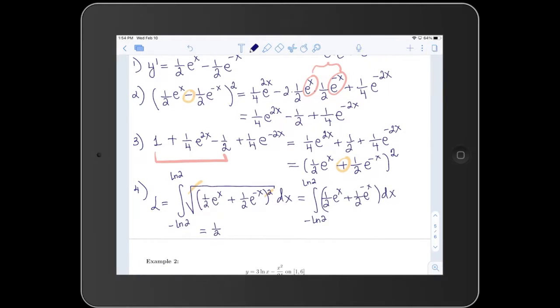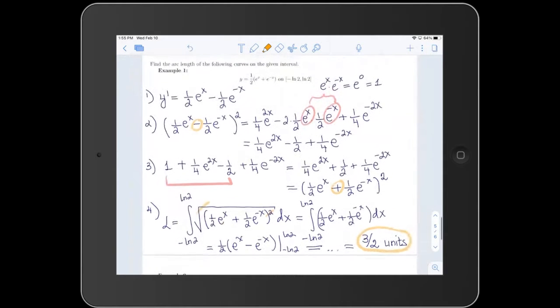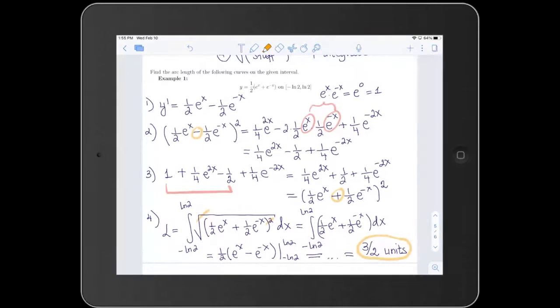I can pull out the 1/2. What's the antiderivative? The antiderivative is e^x minus e^(−x), going from negative natural log of 2 to positive natural log of 2. Okay. Once you simplify and combine all like terms and evaluate carefully, you get actually a really nice number, 3/2. Units, this is length, right? So that's just units.